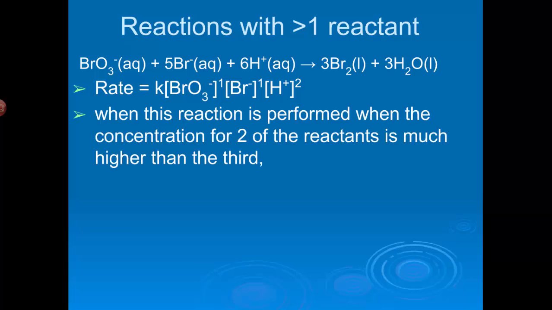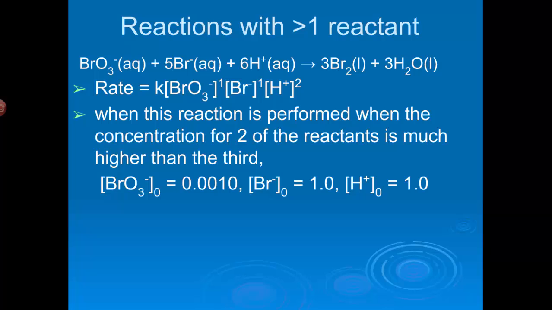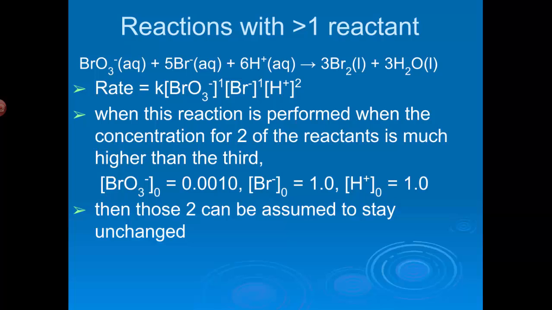When you perform this reaction, you have two of the reactants at very, very high concentrations and one very low. So, for example, if we make the concentration of bromate 0.0010 molar, the bromide and H+ are both 1 molar. They're 1,000 times bigger than the concentration of bromate. Okay? What that means is that when this reaction occurs, so little of those two reactants with the high concentrations are actually going to get used up that, if you take sig figs into account, the concentrations of those two are just not going to change.